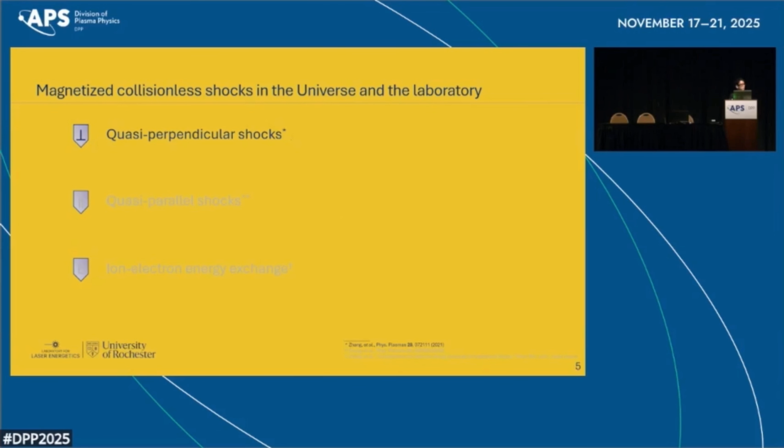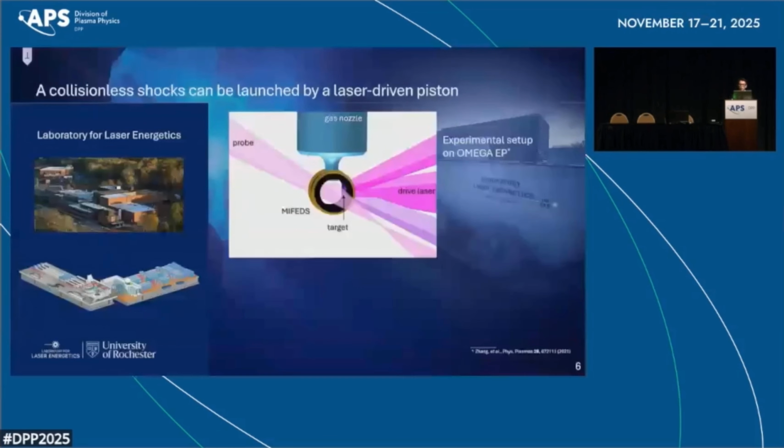Okay, so let's talk about perpendicular shocks. A collisionless shock can be launched by a laser-driven piston. We can do this with lasers, on the left. This is our wonderful lab. We have a couple of football-field-size laser systems: OMEGA 60 on the right, and over here we have OMEGA EP.